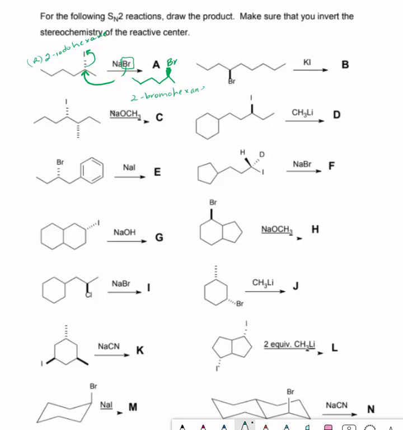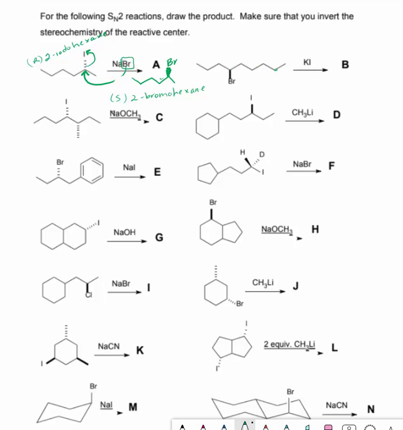This is going to be a 2-bromohexane. And this really should be an S, but let's double check. So the heteroatom gets 1. This part of the molecule gets 2. The methyl group gets 3. We are rotating counterclockwise with the implied H behind us, which makes this an S. So that is correct.